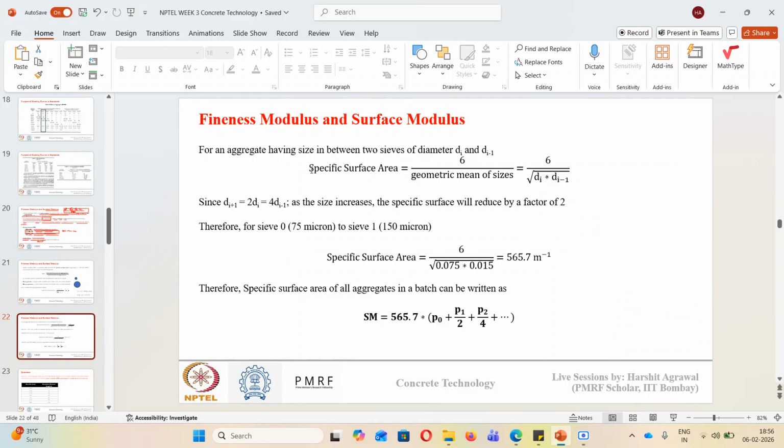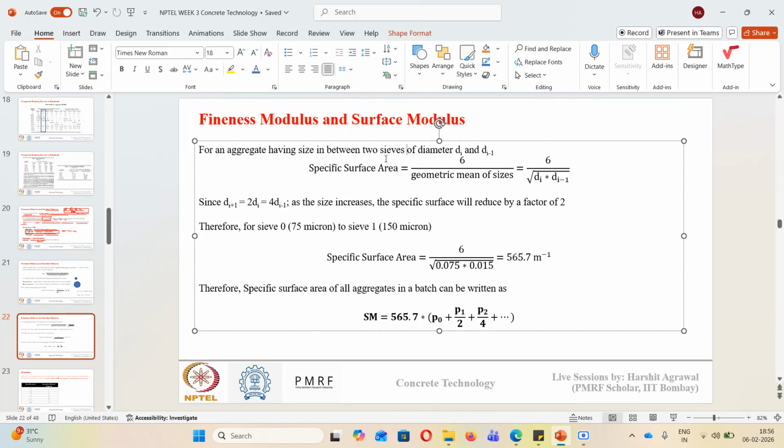Now for an aggregate having size between two sieves, we know we classify aggregate based on sieve sizes. So it is between two sieves. Suppose it is between 2.36 mm and 4.75 mm.